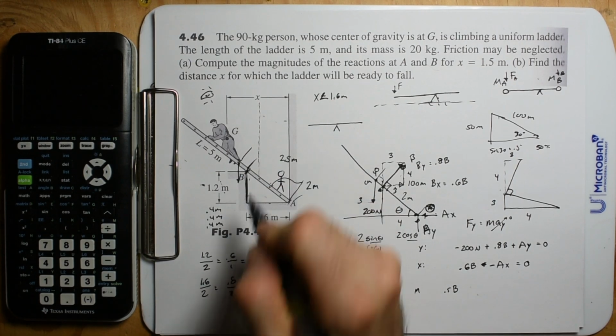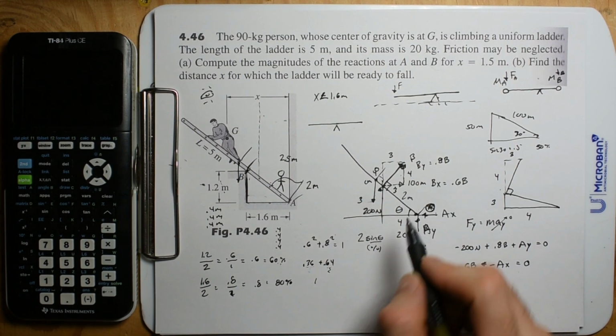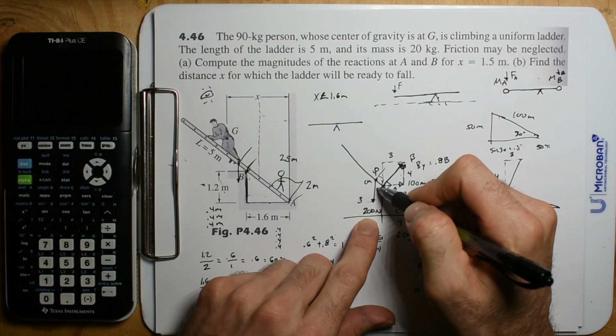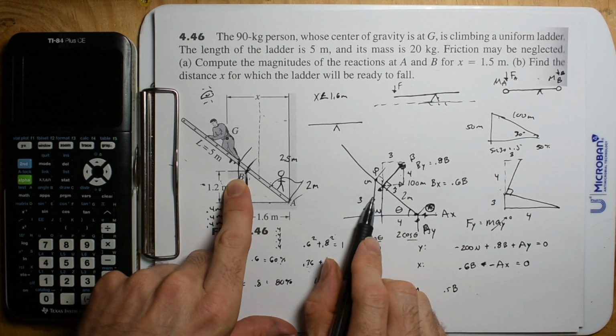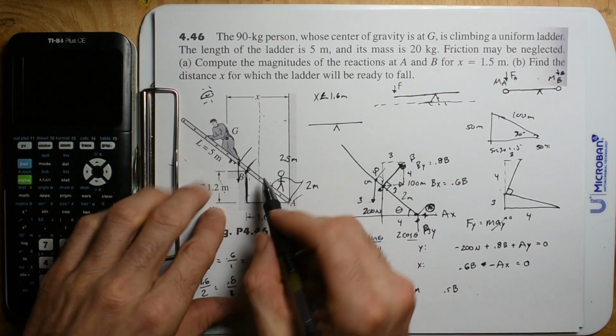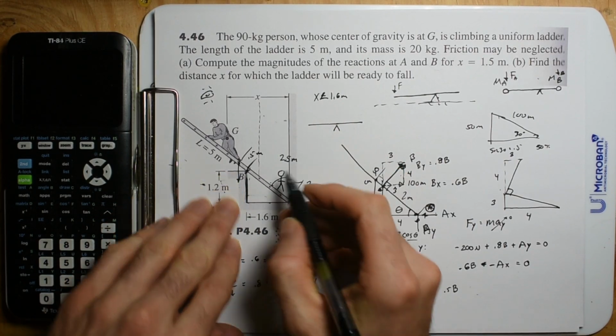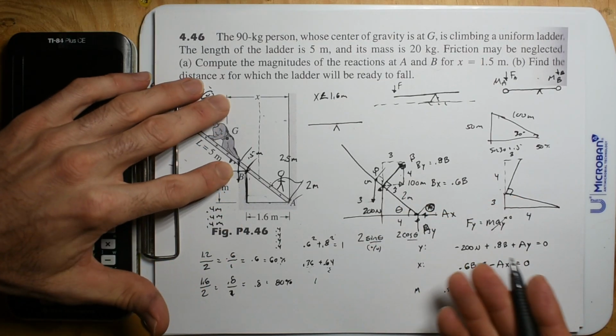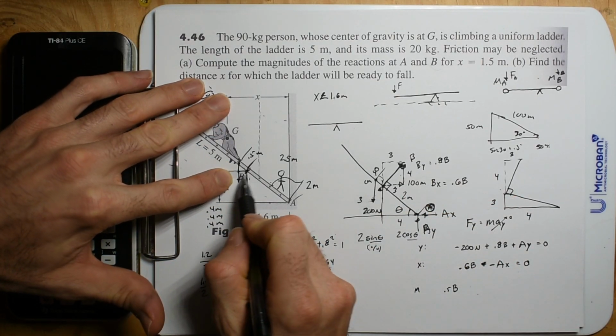This is where this problem gets sucky, because you're going to have to figure out where you want to sum your moments. So I guess we need to figure out the distance over to this point. We know that this is 0.5 meters. Hey, we got a 3, 4, 5 triangle. It shouldn't be that hard. I just need to know this distance.